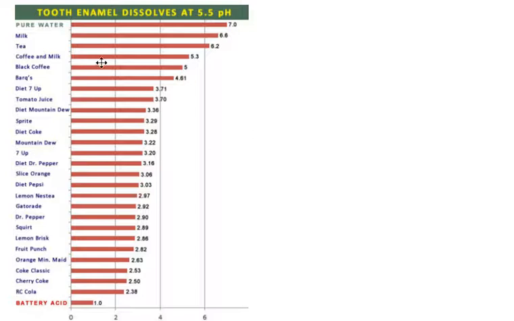So you can go through it. Milk's way up here. You got Sprites and Mountain Dews, 3.22. Gatorade. Right, Coke. Again, tooth enamel's way up here, 5.5, somewhere in there.